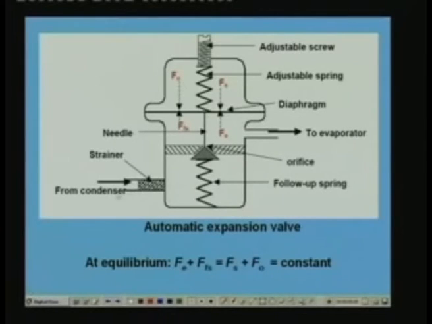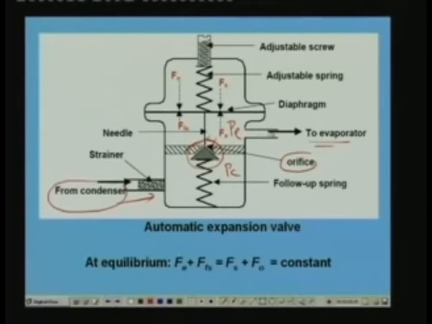So this is the inlet to the valve. Refrigerant comes from the high pressure condenser and it flows through a strainer so that no dust particle or other impurities enter into the valve. Refrigerant at high pressure enters here, and there is an orifice here. Through the orifice the refrigerant flows, and finally it comes out from the valve and it goes to the evaporator. Here you have the evaporator pressure, and here you have the condenser pressure. So all the pressure drop takes place across the orifice. This is very important to remember.